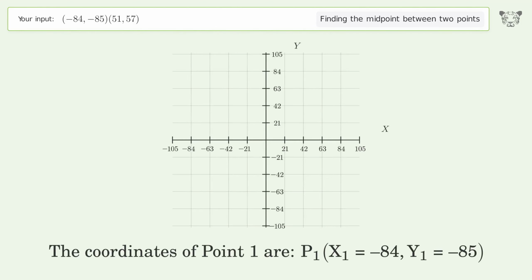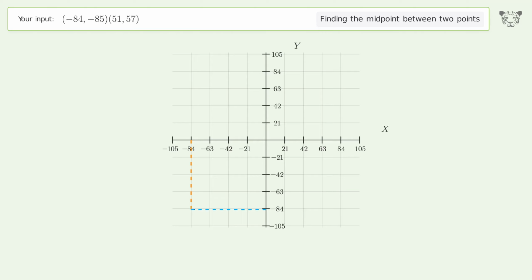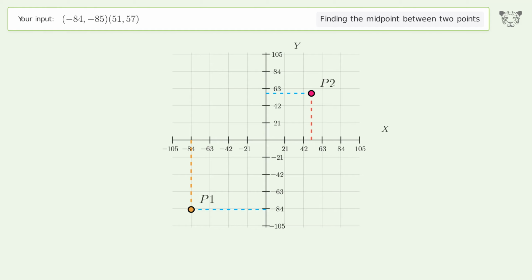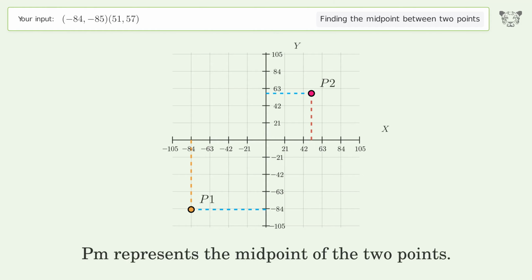The coordinates of point 1 are, x1 equals -84, y1 equals -85. The coordinates of point 2 are, x2 equals 51, y2 equals 57. PM represents the midpoint of the 2 points.